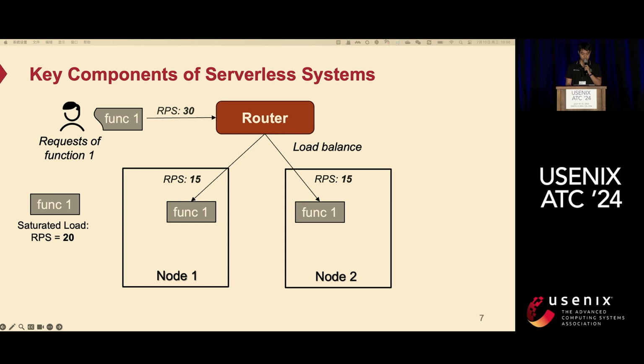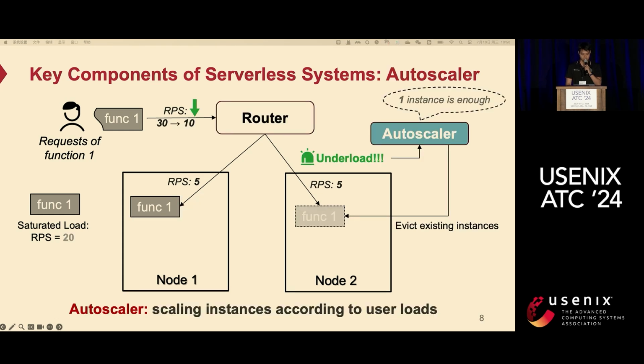After the new function 1 instance is deployed, according to the load balancing policy, the router would equally distribute requests to the 2 instances, thus avoiding overloading. On the other hand, when the RPS drops, for example, from 30 to 10, each instance is underloaded, processing only 5 RPS. When the autoscaler finds that 1 instance is enough, it chooses an instance to evict, thus saving resources.